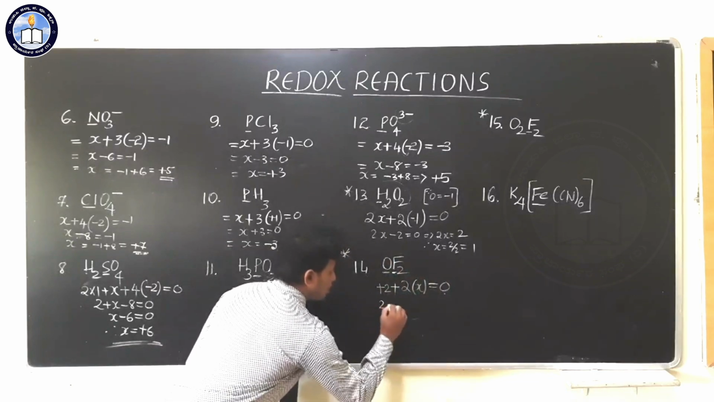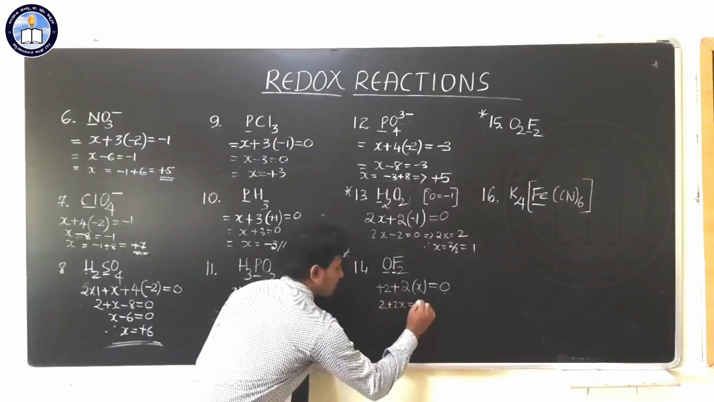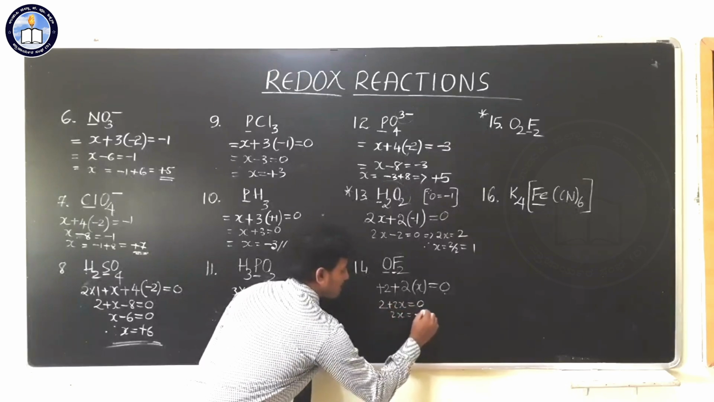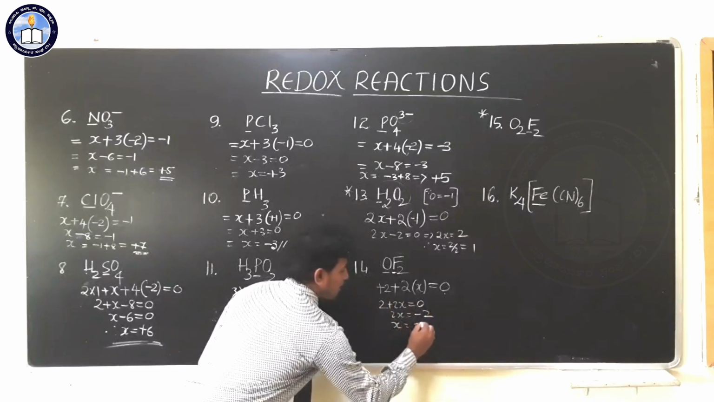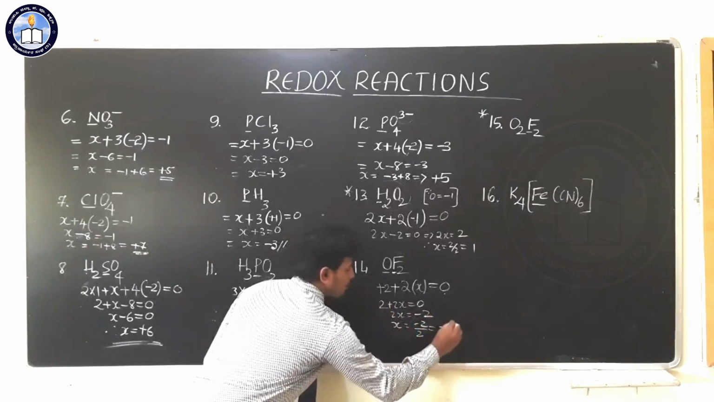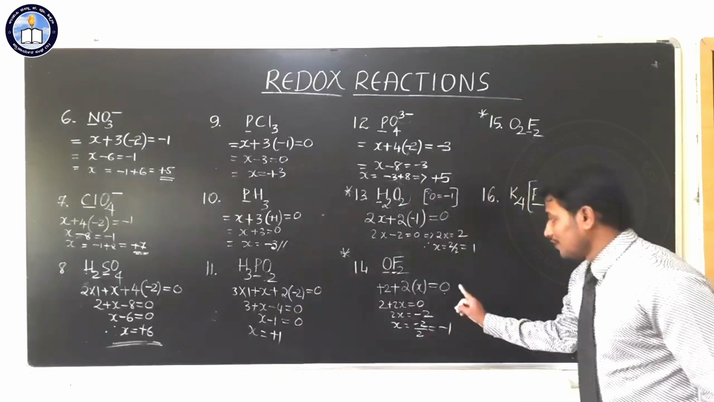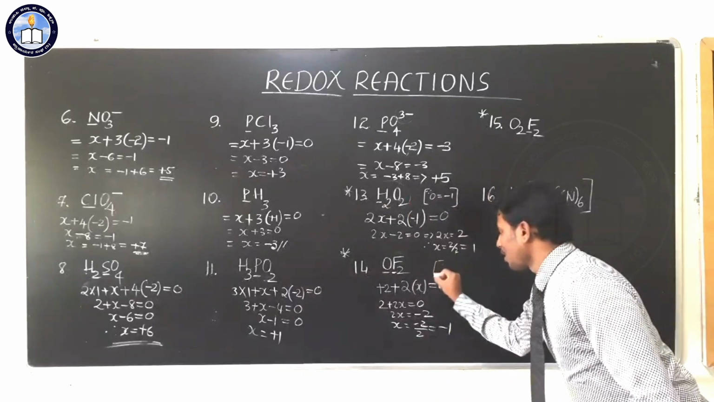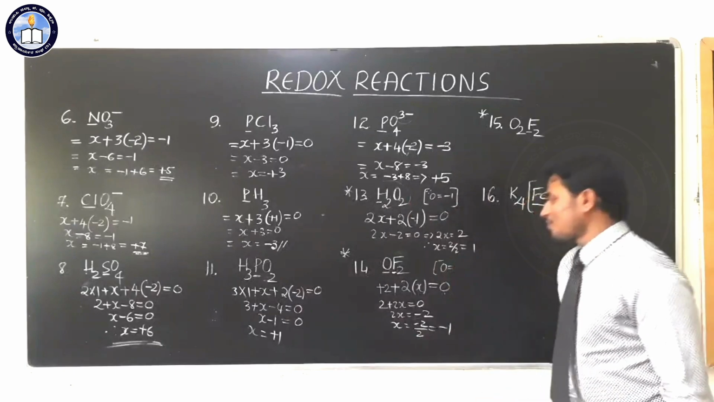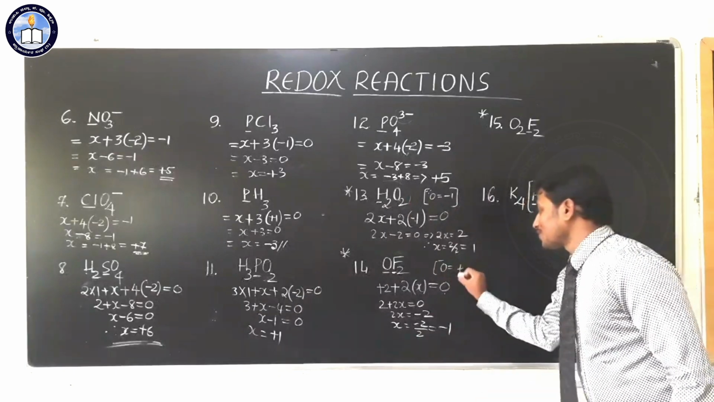So 2 plus 2x equal to 0. 2x equal to -2. X equal to -2 by 2, that is equal to -1 is the value. So carefully note this one. In this case, oxygen equal to +2.